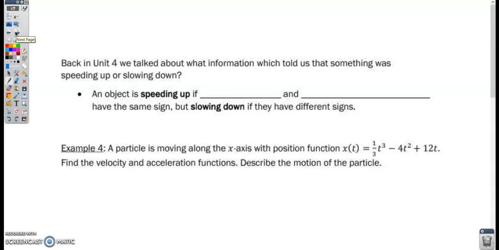So let's see, back in Unit 4 we talked about what information told us that something was speeding up or slowing down. A little callback to Unit 4. An object is speeding up if blank and blank have the same sign, but slowing down if they have different signs. Do you remember what those two things are that fill in the blank? I hope so. It's speeding up if the velocity and the acceleration have the same sign, but it's slowing down if they have different signs. And we're going to utilize that relationship in example 4 here.